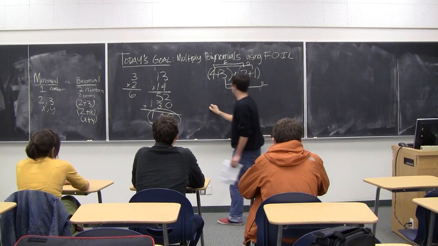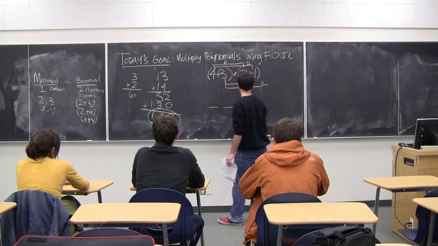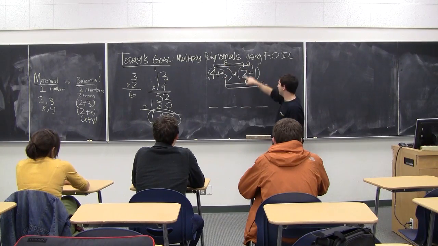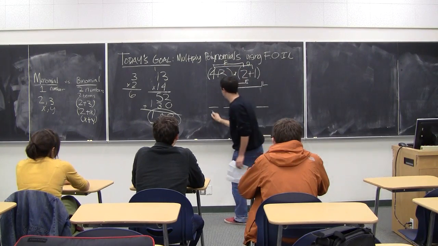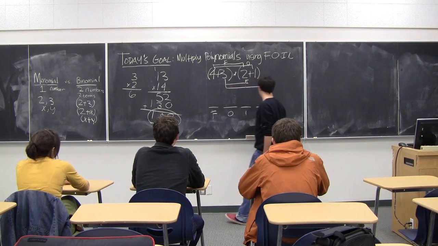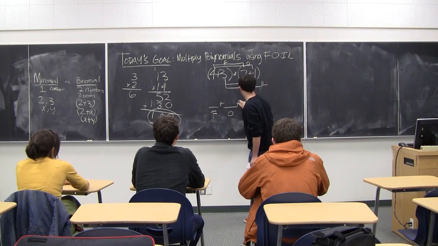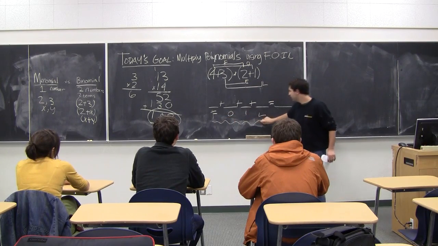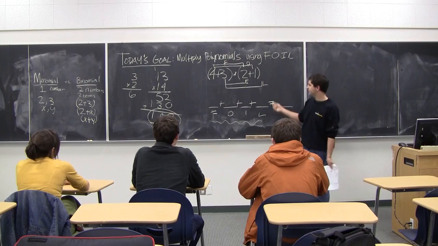And that's going to give you 4 small numbers, right? And what happens is, once you have the F, the O, the I, and the L, you add them all up, and you're going to get the product of these two binomials. And that's called the FOIL method. And FOIL just makes it easy to remember. So let's try this example.